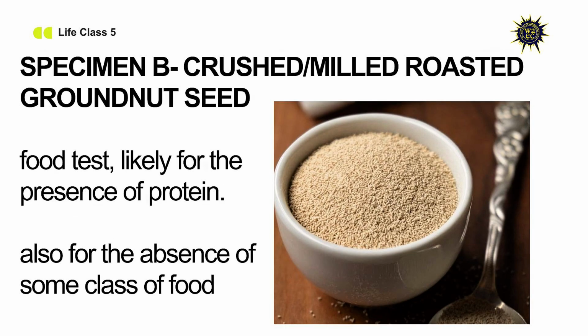So this is the next specimen, specimen B, which is crushed or milled roasted groundnut seed. Now I feel like we're going to have a lot of testing to do in this year's practical. You could have food tests, likely for the presence of protein, and there could also be a test where the inference will have to be absence of a certain food class, depending on what you are asked. So this particular specimen will be majorly for food tests.